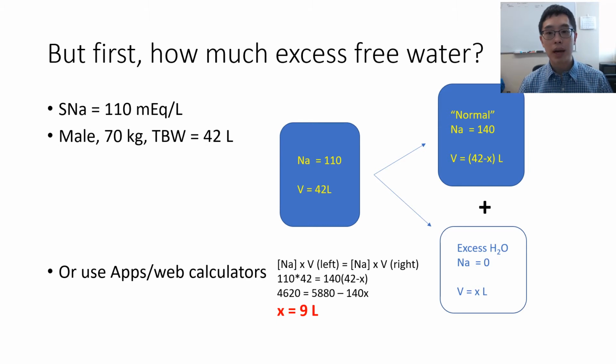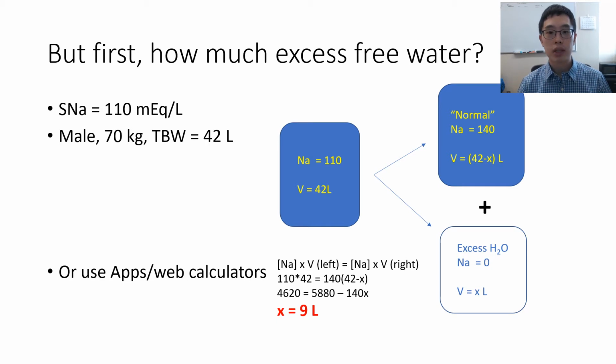So when we think about excess water in the body, we usually want to first know how much free water a person has in their body. You can either do this calculation on an app or calculators online, but the calculation is relatively straightforward to do with a little bit of algebra, and I'll demonstrate that here.